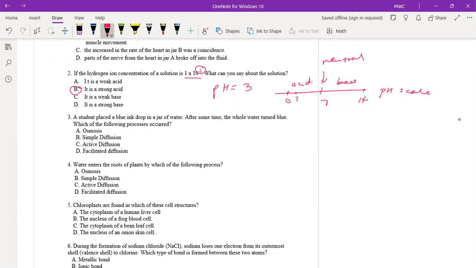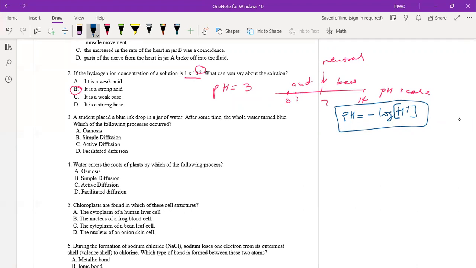And we said this quick way will only work out if it is 1 × 10 to an exponent, negative something. So that's the only time you can do this. Other than that, remember your pH is always equal to the negative log of the hydrogen ion concentration. So that's the definition. But if it is 1 × 10⁻³, you can quickly look at the exponent and take the opposite of the exponent. Okay. All right, number 3.